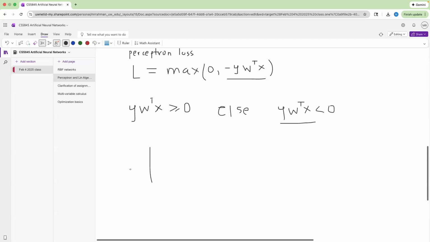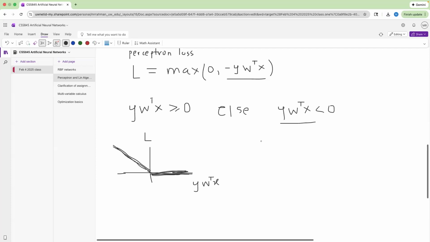So if I try to plot this, right? Here I would plot y w transpose x on this axis, and the loss is here. So if this is positive, then there is no loss here. So it's like the zero line here. But if it is negative, then we get a linear loss here. So that's the loss function.